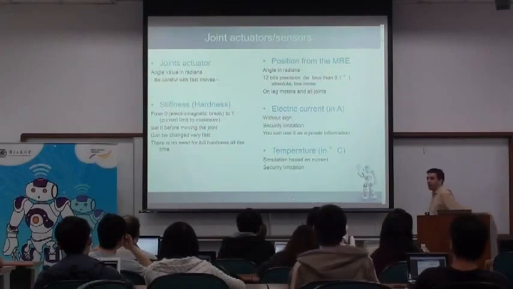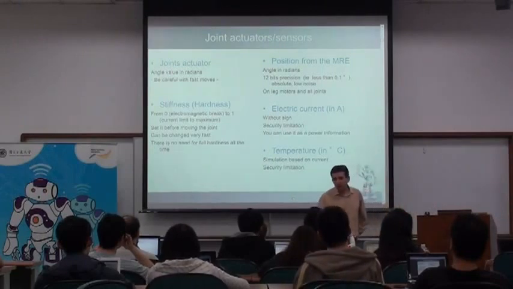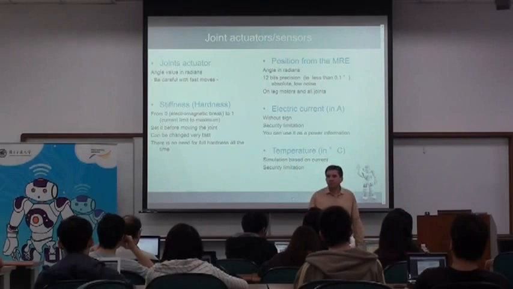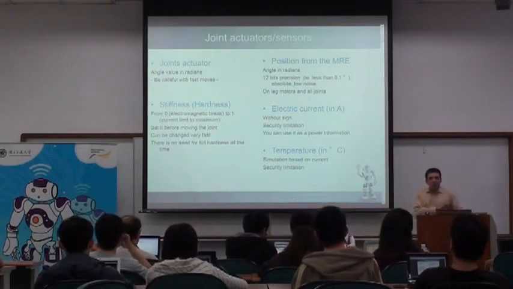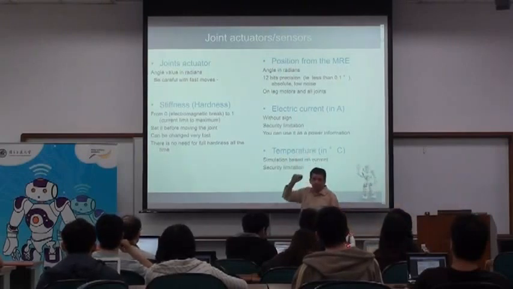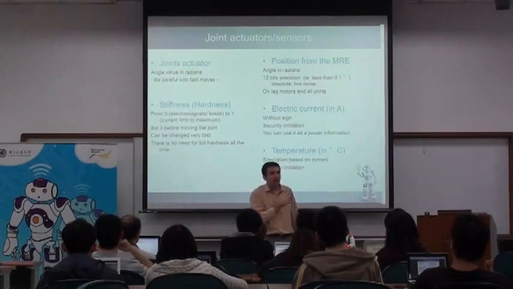So you have one MRE for every joint, and you even have 2 MRE per joint on the bottom part of the robot. One directly on the motor and one after the gearbox. You can also get, for every motor, the electric current sent to the motor, in ampere.